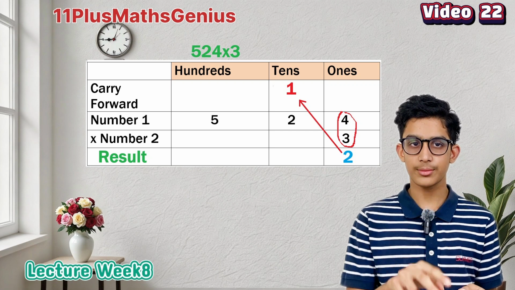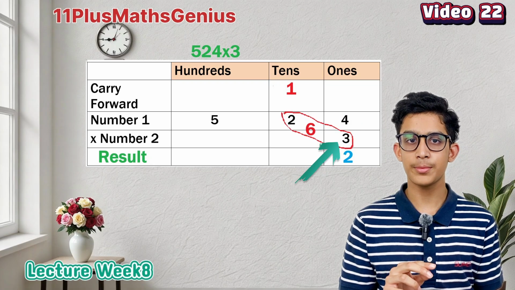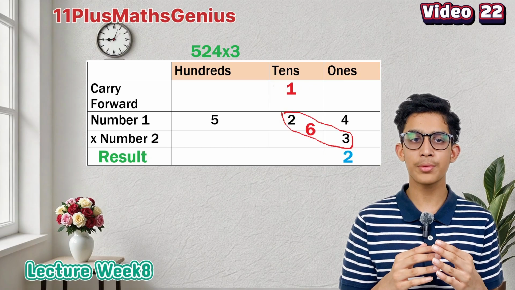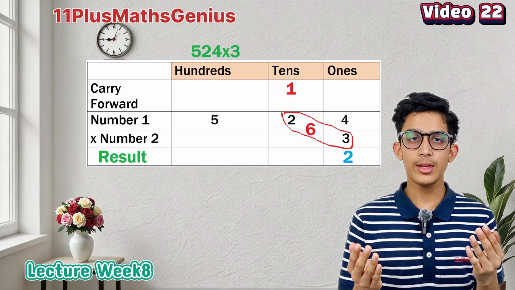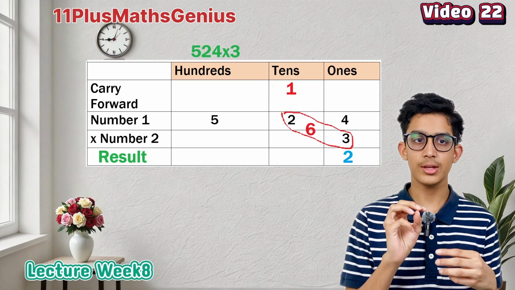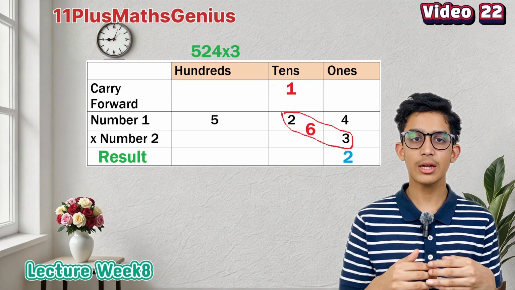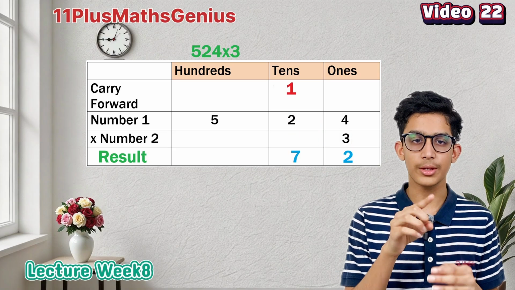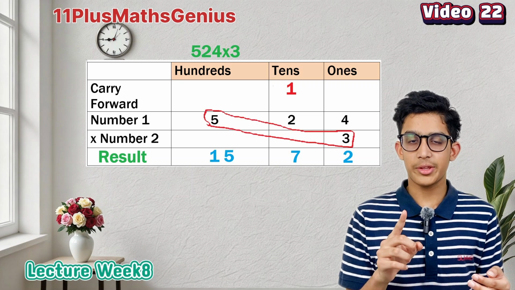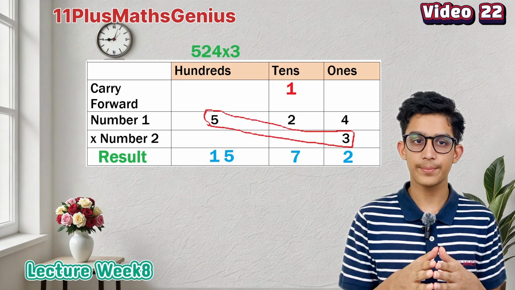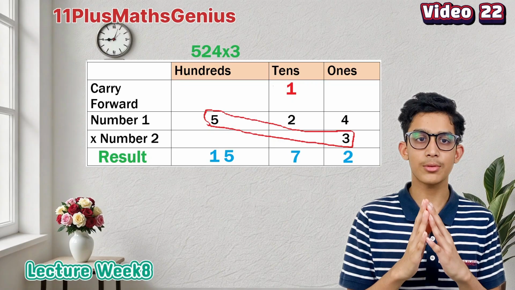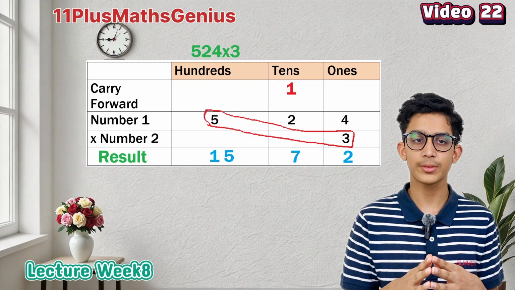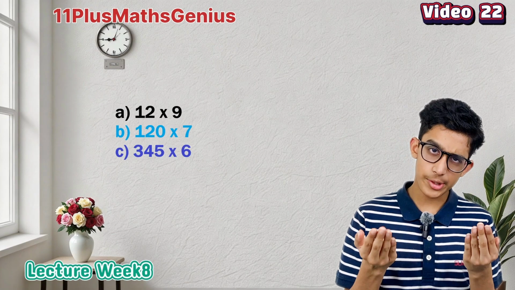Step 2. Then multiply the ones value of number 2 by the tens value of number 1 and add any carry forward value to the result. Here we have 3 times 2 equals 6. Then we add the carry forward value, which is 1. So the total is 6 plus 1 equals 7. Then multiply ones by hundreds and put the result. Here we have 3 times 5 equals 15. So the answer is 1572. Can you work out these questions?